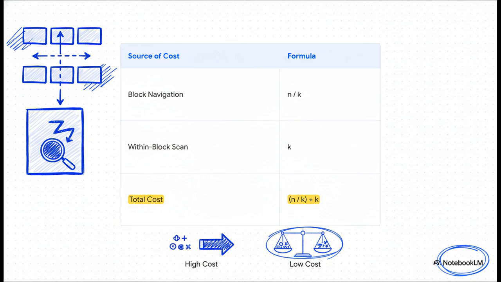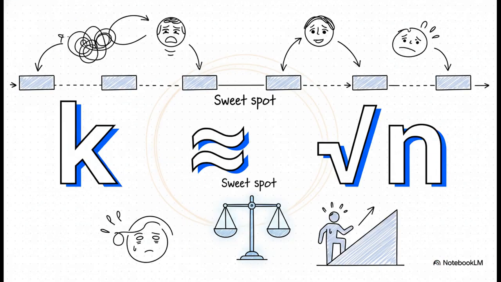The time it takes to make the jumps between blocks, plus the time it takes to scan inside a block. Our goal is to make that total cost as small as we possibly can. So how do we find that perfect balance? The answer is just so elegant, you have to love it.